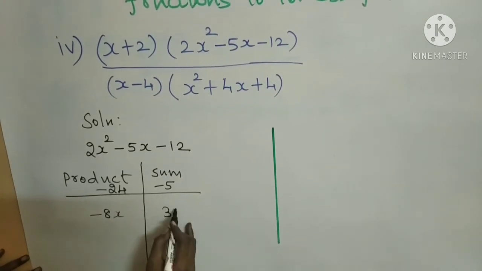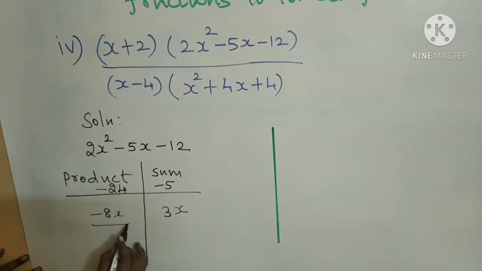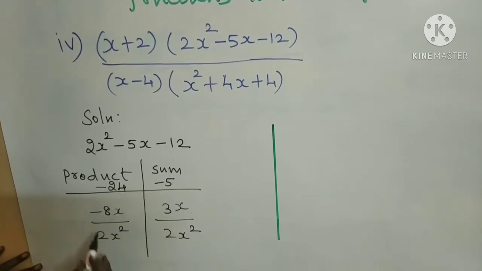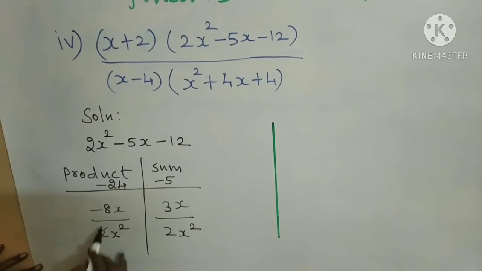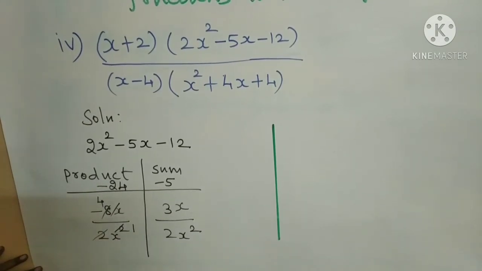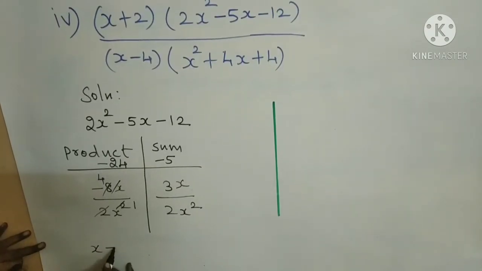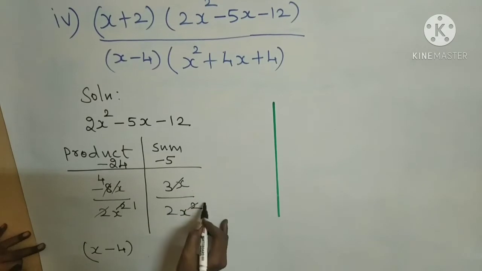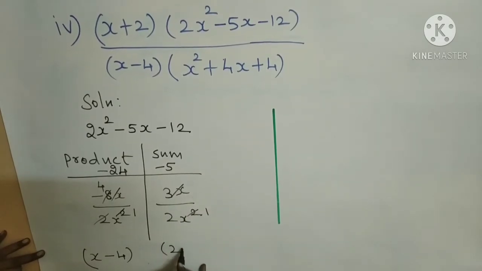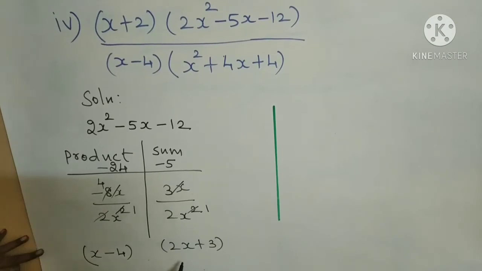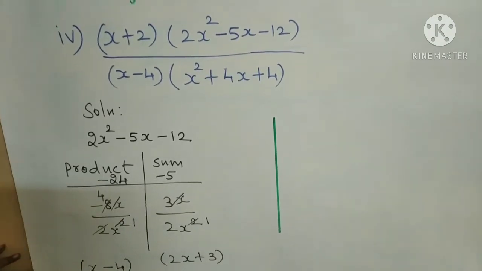So minus 8x, 3x divided by the first term 2x square, 2x square. Now we cancel the numerator and denominator. We get x minus 4. Here we can cancel the x term. We get 2x plus 3. So these two are factors for this given polynomial.